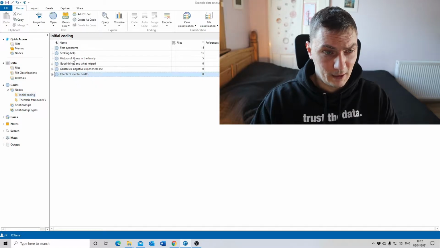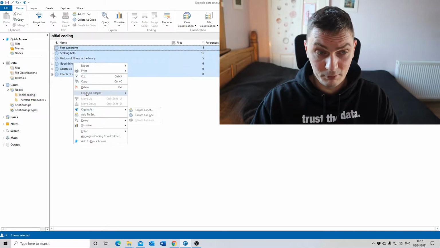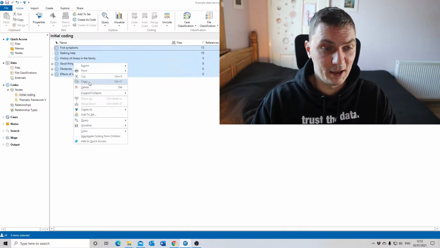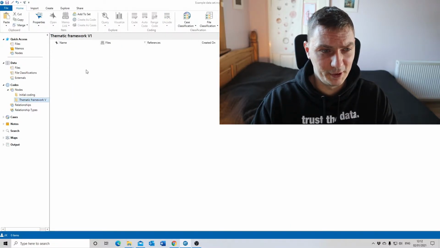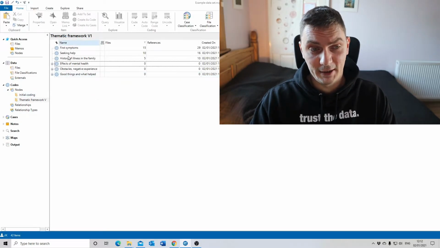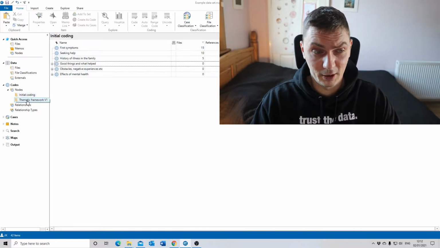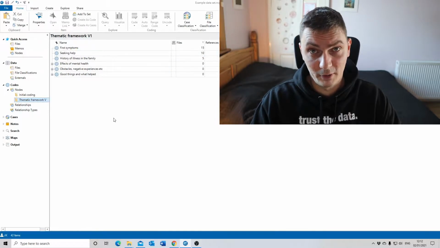So I want to keep this initial coding here just for the future, just in case. So I'll copy it, I'll move it, I'll paste it to my thematic framework folder, and this is where I'll be working on my new framework, on my thematic framework. And I still have this here, so I can always come back to the original version.